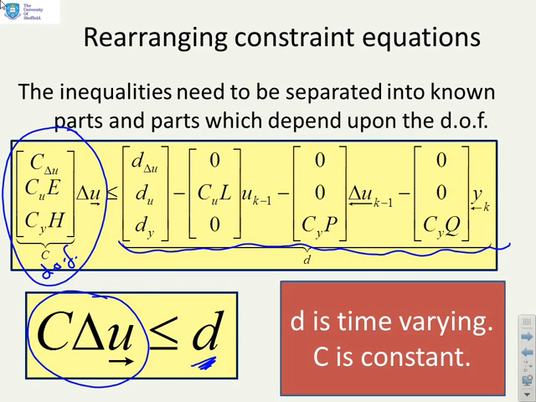Now here's a key observation. C is constant, this capital C matrix, but the D vector is time varying. It changes every sample because it depends upon the past input changes, and the past output. So my linear inequalities change every sample.